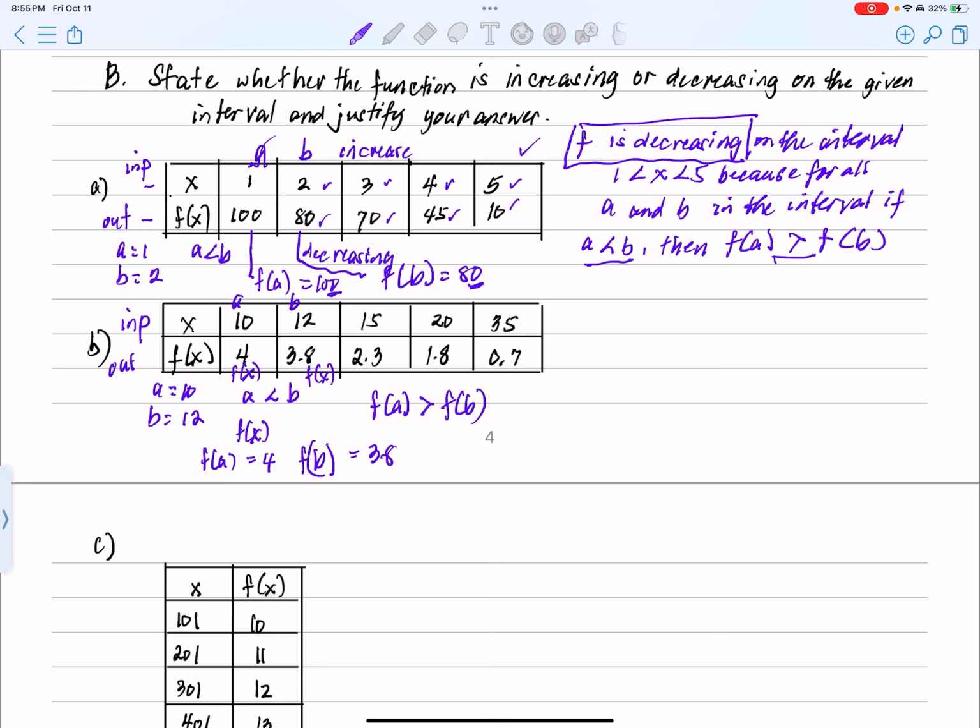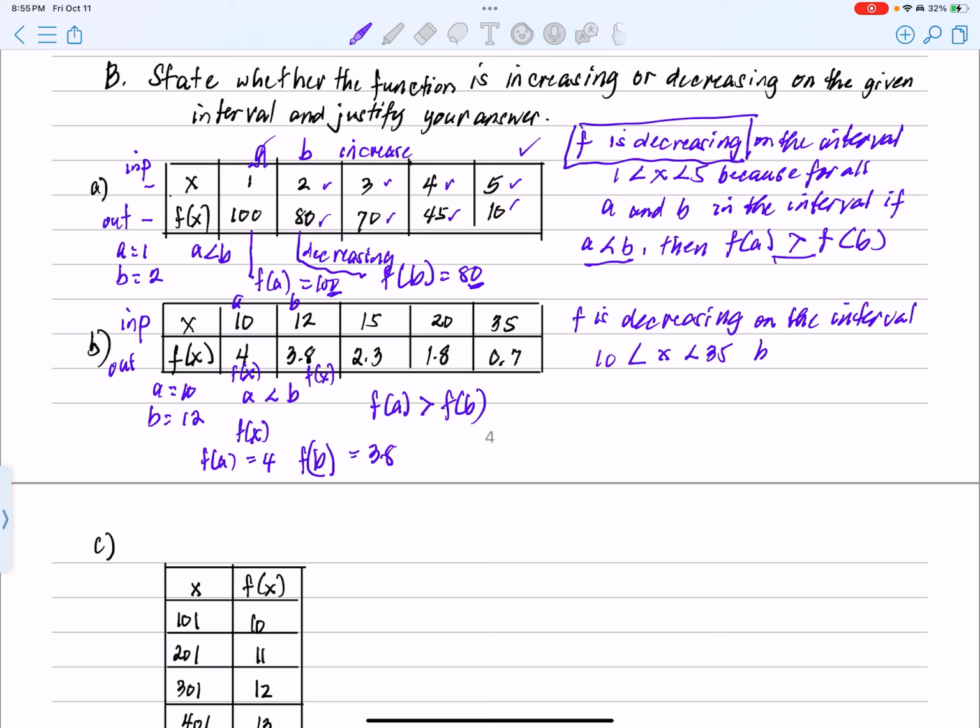That means the f of A is greater than the function of B. So in this case, is it increasing or decreasing? Still, the function is decreasing. All right? The input is increasing, but the function, the f of x, the output, is decreasing. So our function is decreasing on the interval. So what is our interval here? From 10 to 35.